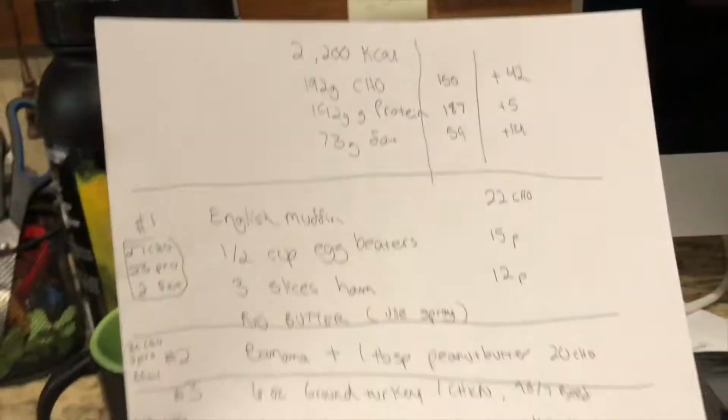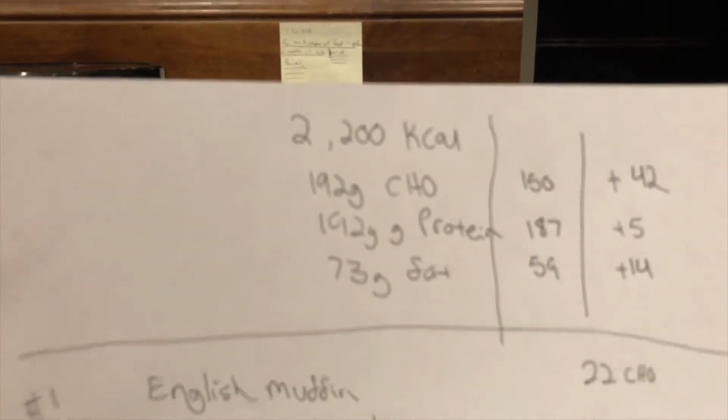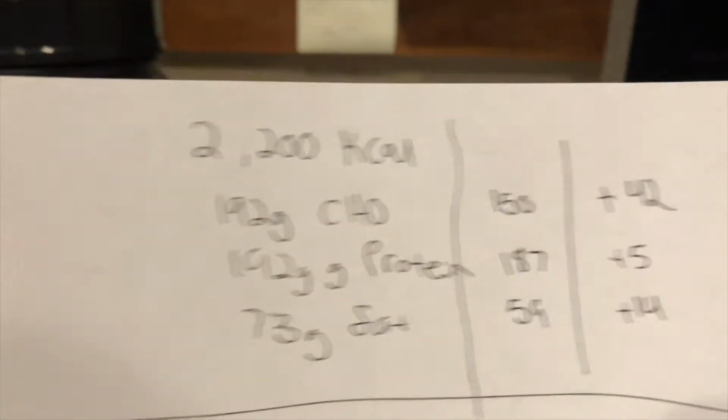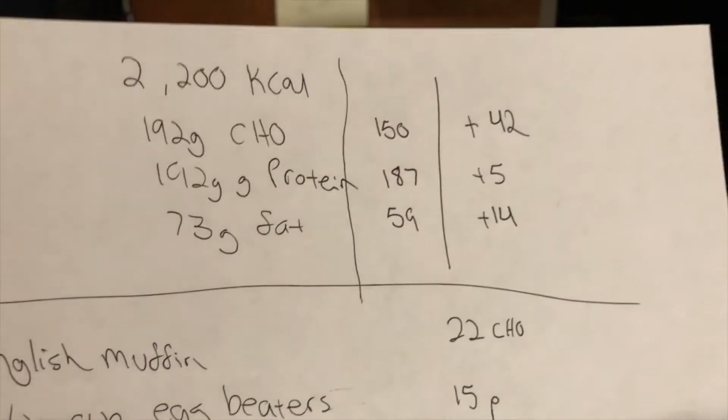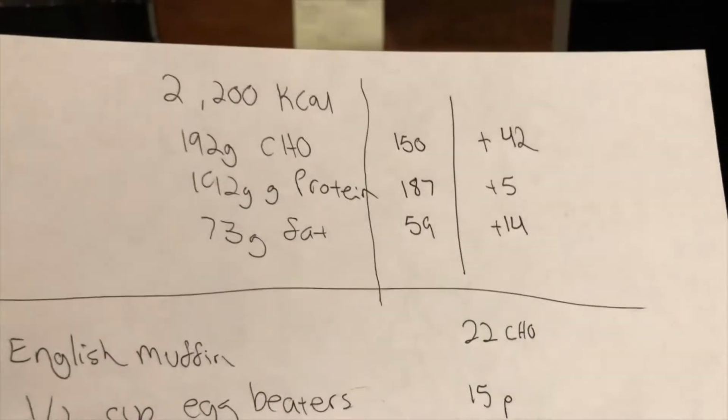Okay, so you can see he needs 192 carbs, and I got him to 150. I need to make 42 more. His protein's lacking 5 grams, and his fat is lacking 14 grams. This is an easy thing to fix, so I just need to throw in a couple more carbs. Like with his snack, I might add a couple more carbs.